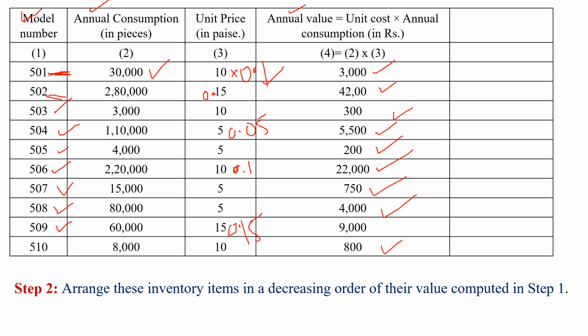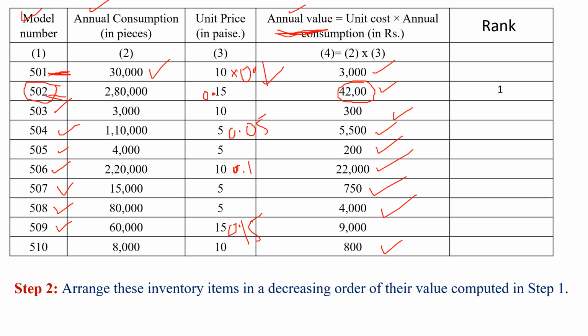Here, in step 1, we calculated the annual value. Then, based on this value, we have to arrange the items. First, I have to give the ranks. The first rank goes to the item having the highest value. Next, the second rank, and like that we give the ranking for all the items. So rank 1 goes to the highest annual consumption, where the annual value is 42,000.